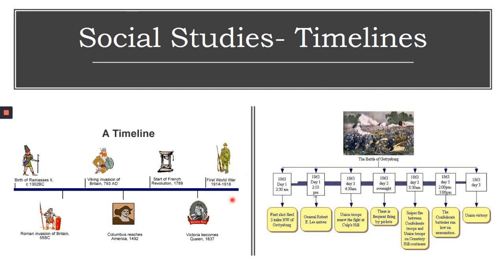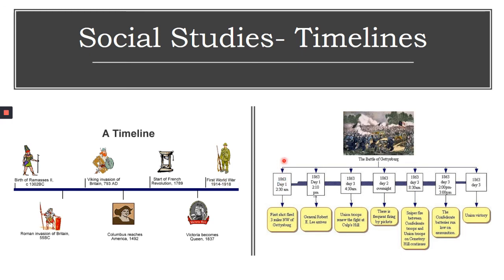So timelines can be very large. So this timeline on the left happens to be a short timeline of all of human history, right? We see starting from 1302 BC all the way over to 1918 AD. And just keep in mind, those BC and AD are Latin. They have different meanings, just meaning before common time and after common time. We can also see timelines of one specific event.